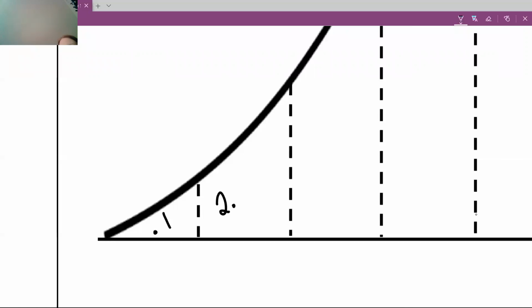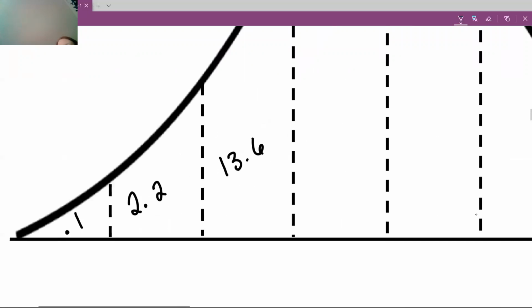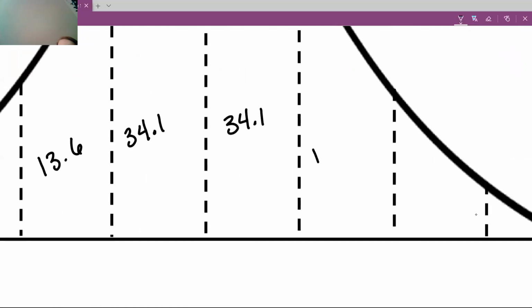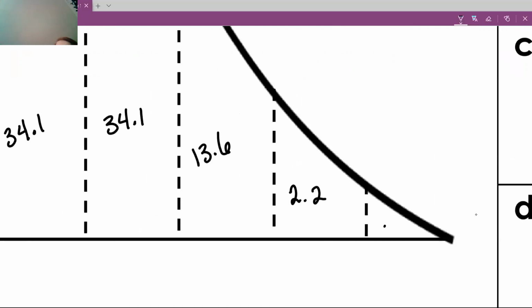0.1, 2.2, 13.6, 34.1, 34.1, 13.6, 2.2, and 0.1.